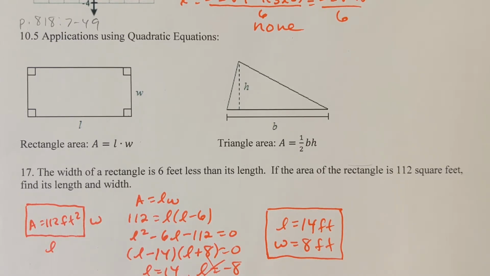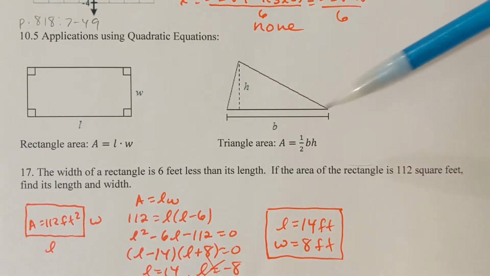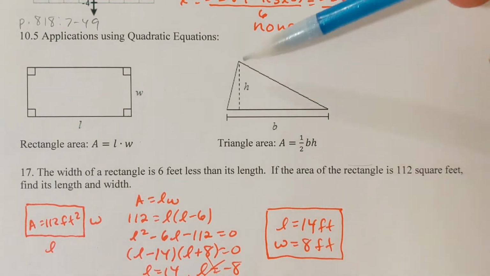little bit later. Okay, so the area of any rectangle is where you take length times width. The area of any triangle is where you take 1/2 base times height.